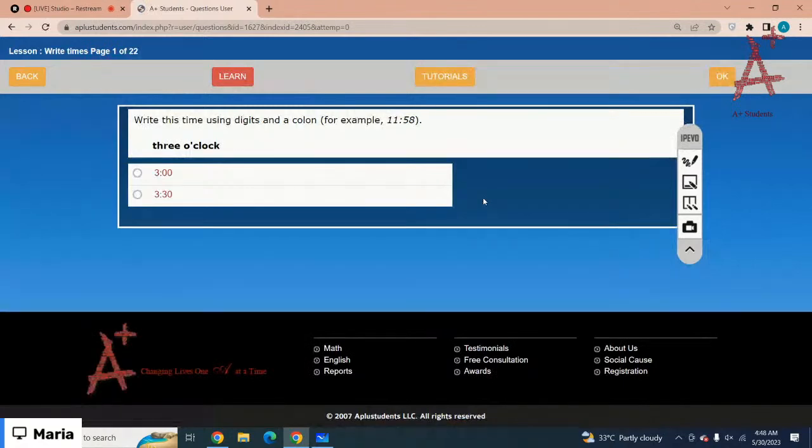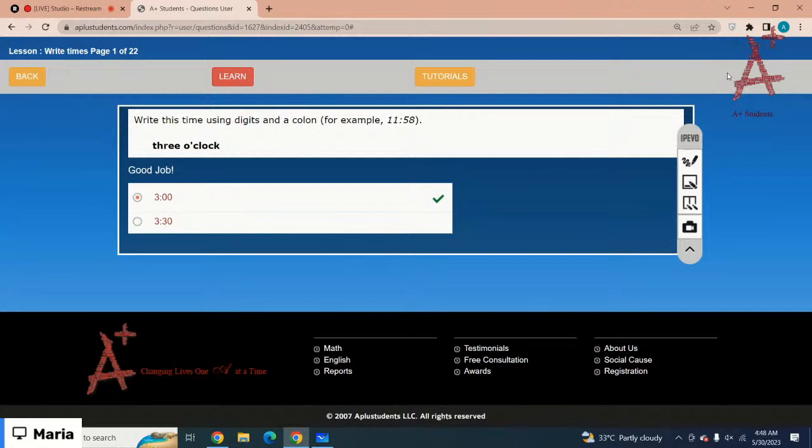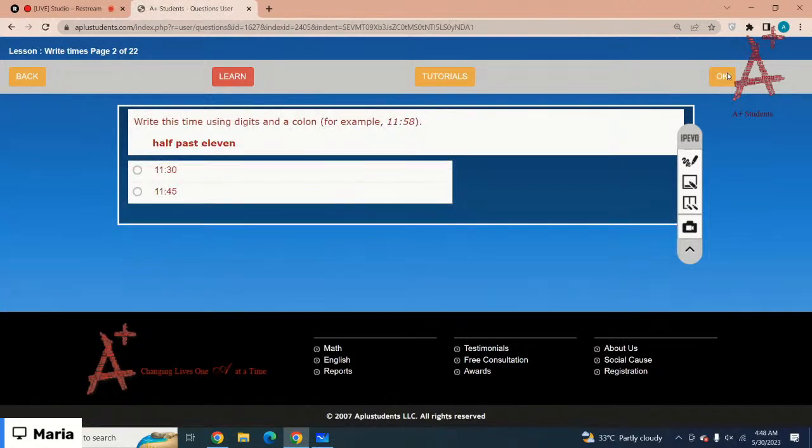What is the time using digits and a colon? Write this time using digits and a colon: 3 o'clock. Which is the correct option? Yes, which is the correct option? It would be option number 1, 3 o'clock like this. You can write 3 o'clock like this. Got it? Correct option is 3.